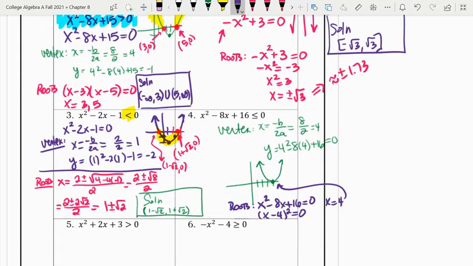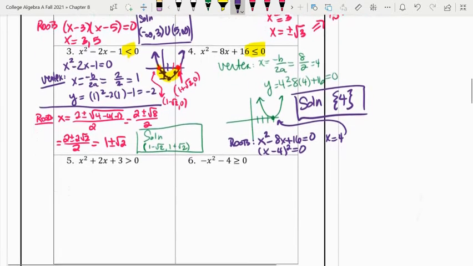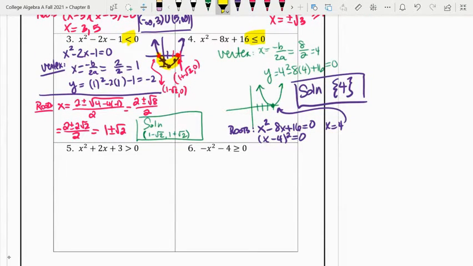So when is this graph less than or equal to 0? Well, it's never less than 0, but it's certainly equal to 0 at 4. So my solution is one number of 4. It equals 4. So it's equal to right there. All right, next one.